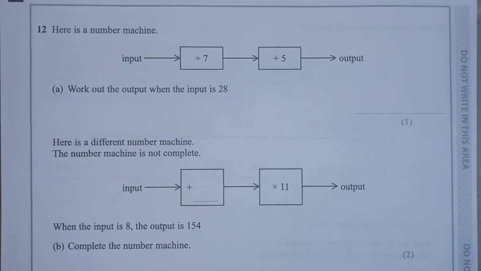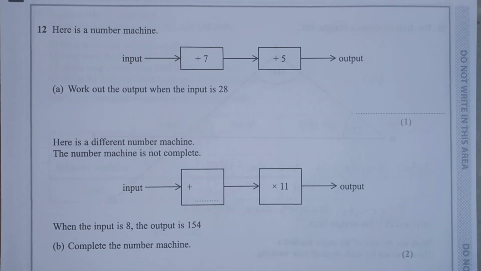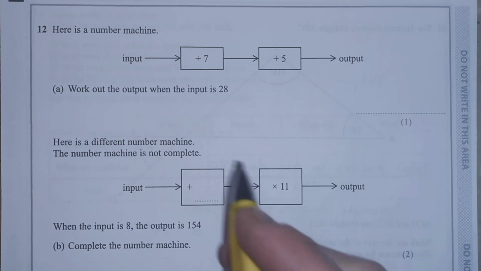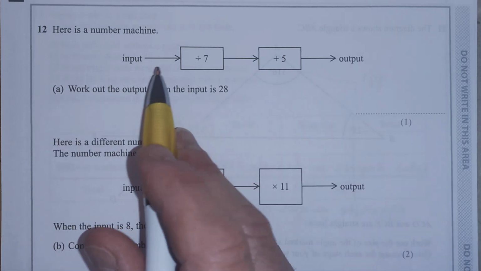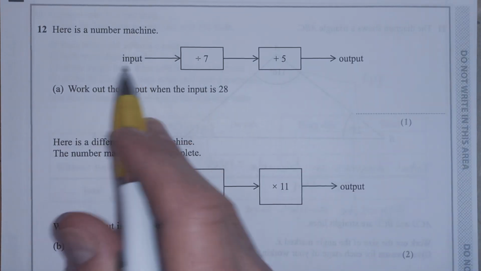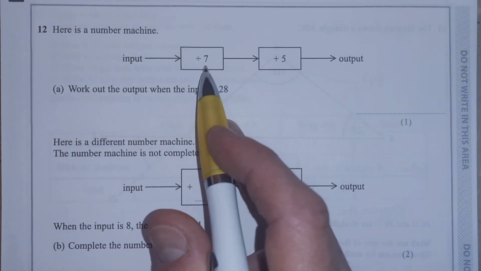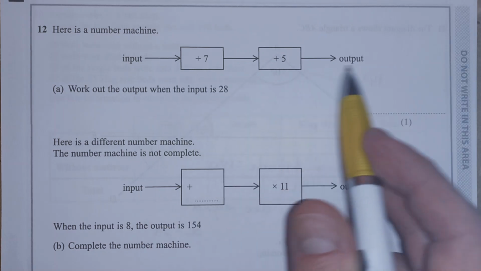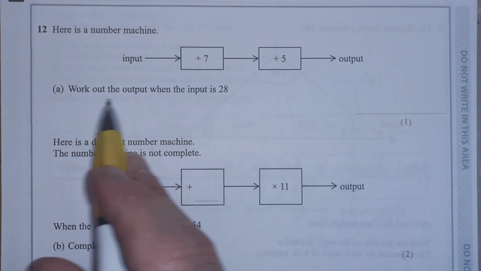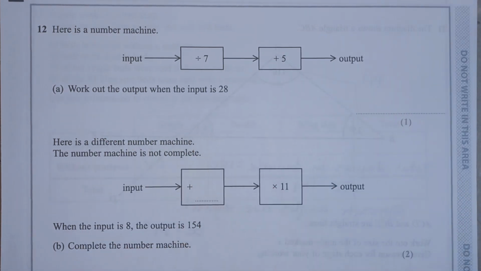Question 12. I should point out that most of these questions that have come up, they're all classic questions that you'd expect, so none of these should be a surprise. If you can get used to these, you'll see very, very similar questions, just with different numbers. So here's a number machine, input, so that's whatever number you put into it. You then divide it by 7, add 5, and you get the output. Work out the output when the input is 28.